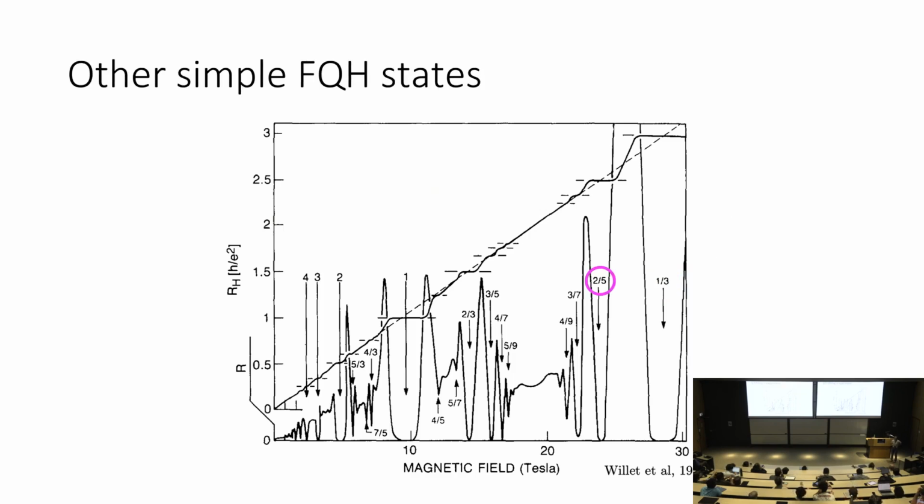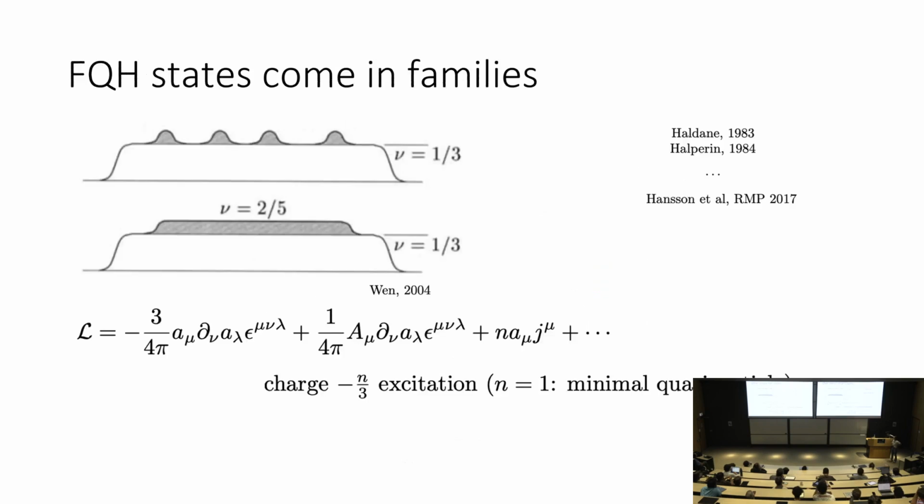Now let's look at a slightly more complicated theory, this 2/5 state. And you can ask, what is the most likely topological order to explain this 2/5 filling fraction? A story that's been around for a long time, and I'll gloss over this pretty quickly because we have not much time, is that fractional quantum Hall states can come in families. And this 2/5 state has been understood as it might belong in a hierarchy of fractional quantum Hall states.